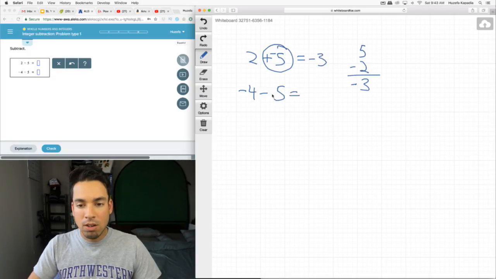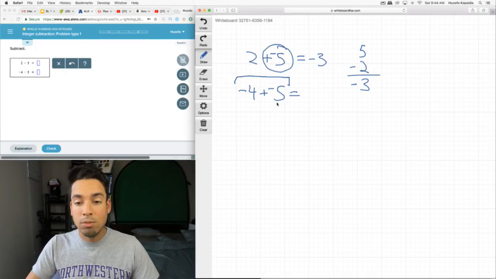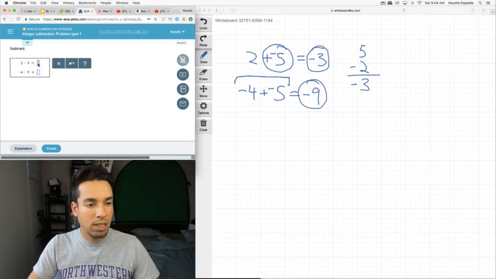I'm going to do the same thing down here. I'm going to take that negative and turn it into a plus negative. Now look what's happening. We got two negative numbers, same team. Therefore, we add them straight up and we get a 9. But remember, they were negative, so we're getting a negative as our answer. So the top one, we're going to get -3, and the bottom one we are going to get -9.